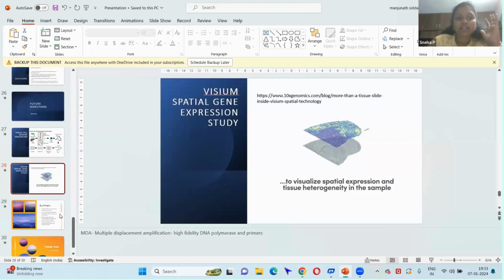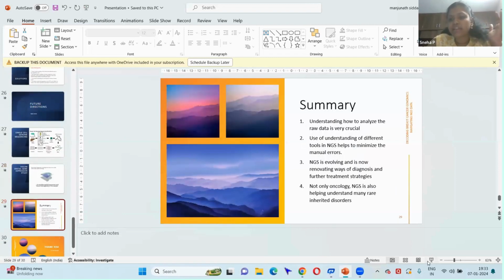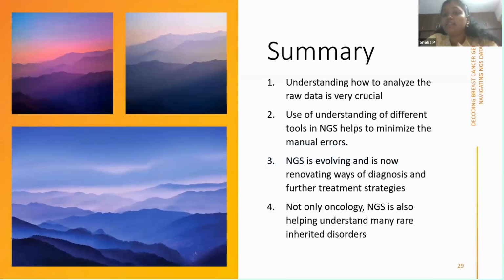So, a small summary: as I told, understanding the raw data is very crucial, and we have to use and understand the different NGS tools we know, and then release a report. And NGS is not only used in oncology. I gave so much emphasis on oncology, but it can be used in many other inherited diseases also.